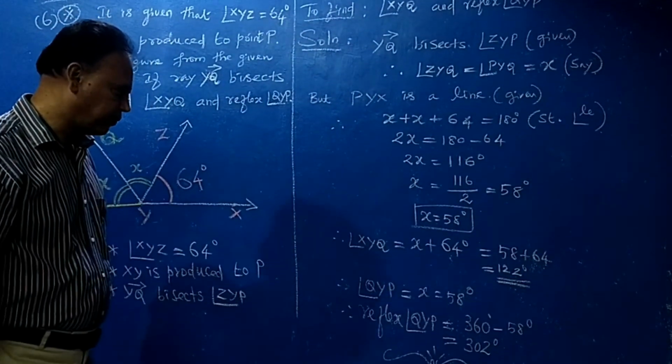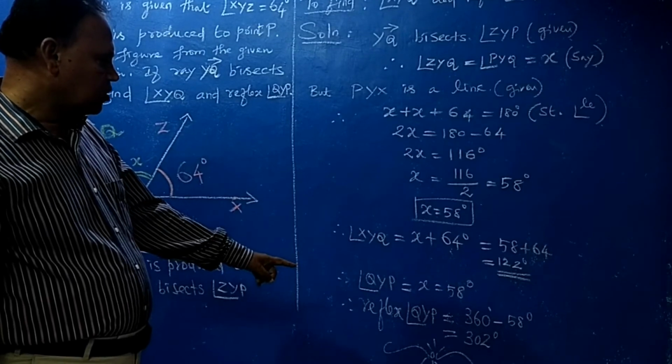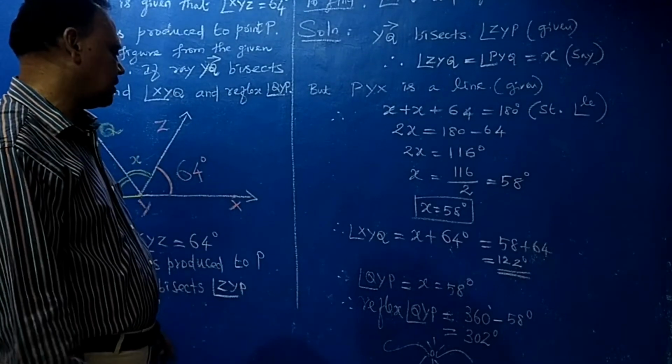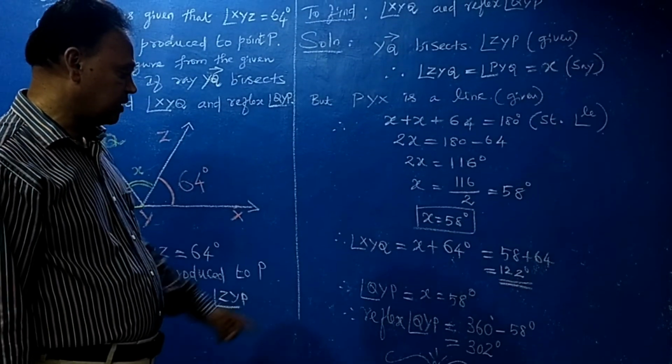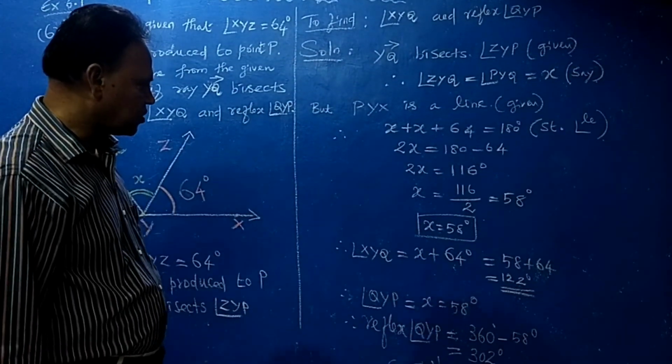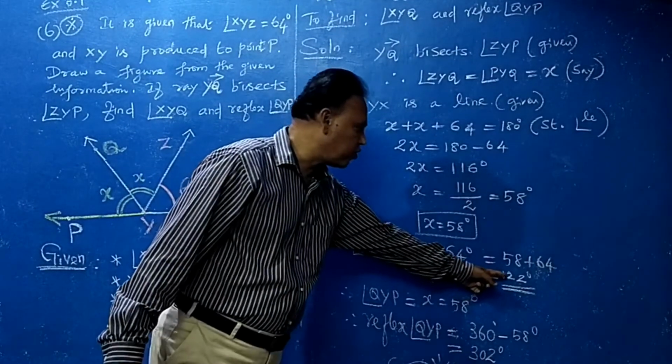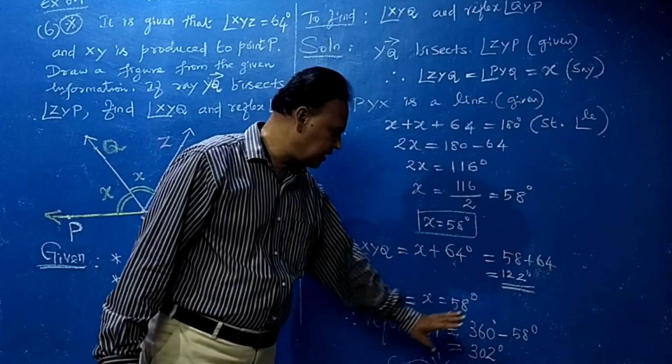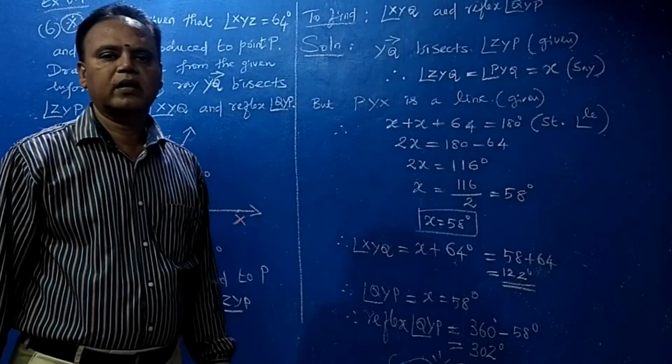302 degree. Clear? So reflex means always subtract from 360. Means you will get reflex angle. So they asked the two angles. The two angles are, one is 122 degree, another one is 302 degree.